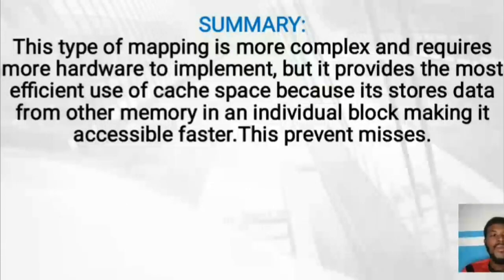To summarize all we have said, this type of mapping is more complex and requires more hardware to implement, but it provides the most efficient use of cache space. This is because it stores the data from other memories in an individual block, making it accessible faster. This prevents misses. When there are no misses, it means the data is gotten faster, and this makes everything move smoothly and neatly. Thank you.